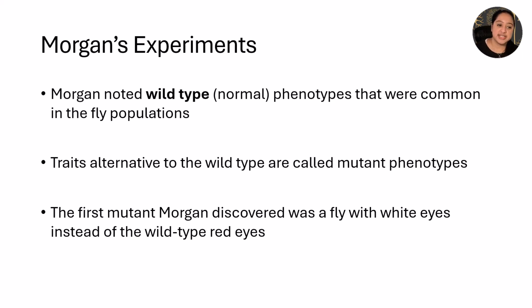And so traits that are alternative to the wild type are called mutant phenotypes. So for red eyes, that's wild type. That's kind of normal. That's most common. And so the first mutant that he noticed was a fly with white eyes instead of the red eyes. And so that is called a mutant phenotype because it's not the norm. It's not what's most common in the wild. Usually it comes from a mutation, so that's why they're called mutant phenotypes.